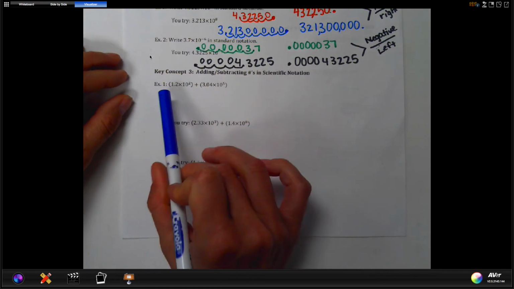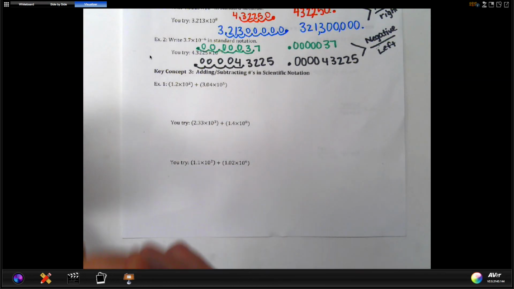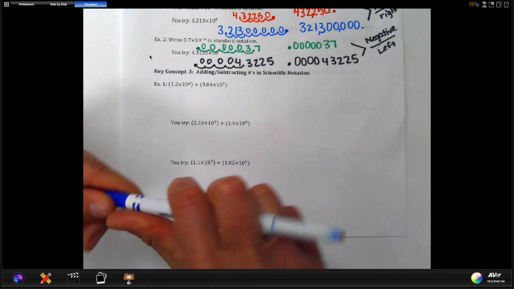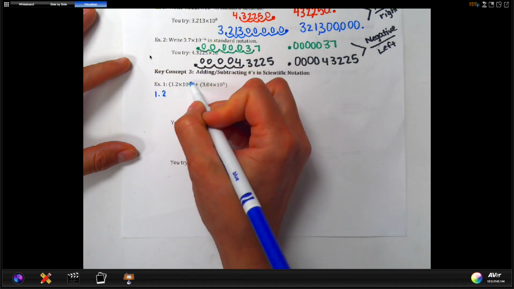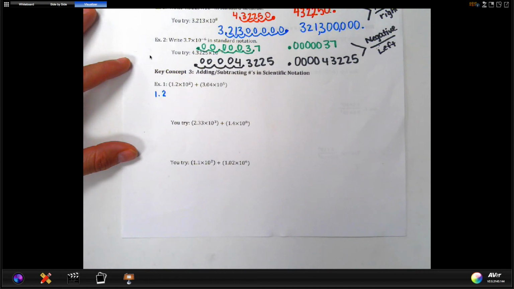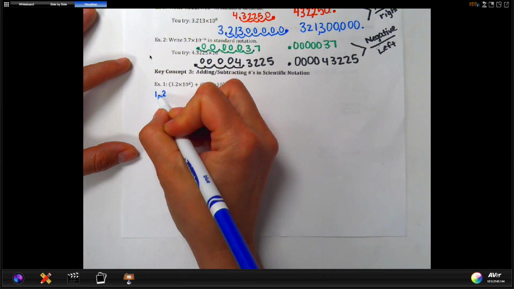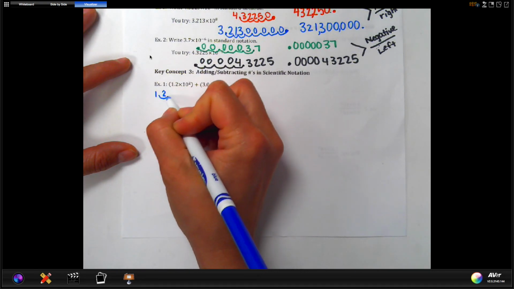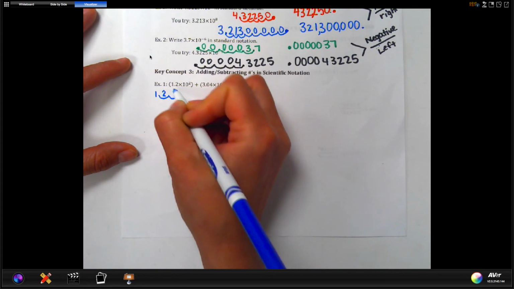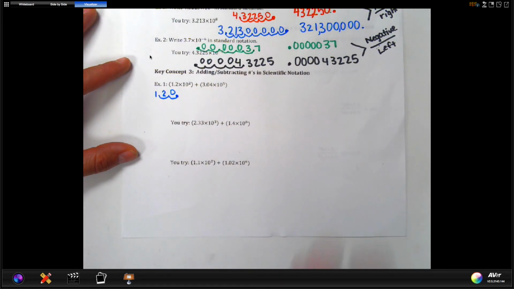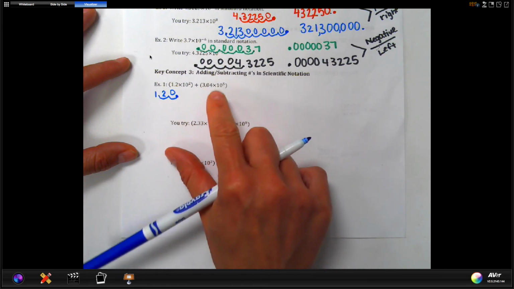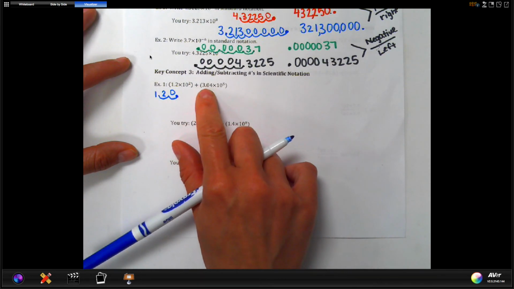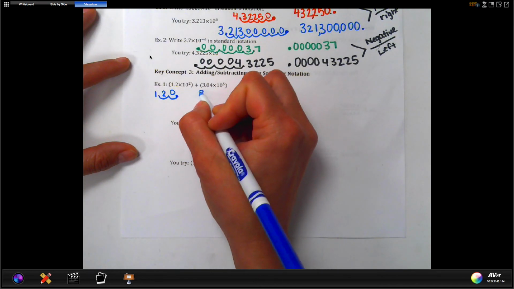If I have 1.2 times 10 to the second power, what that really means I have for that first one is I have this positive exponent. It means I need to take this decimal to get it back out and move it 2 times, 1, 2, to the right. I really have 120 there, okay? And that's standard notation.